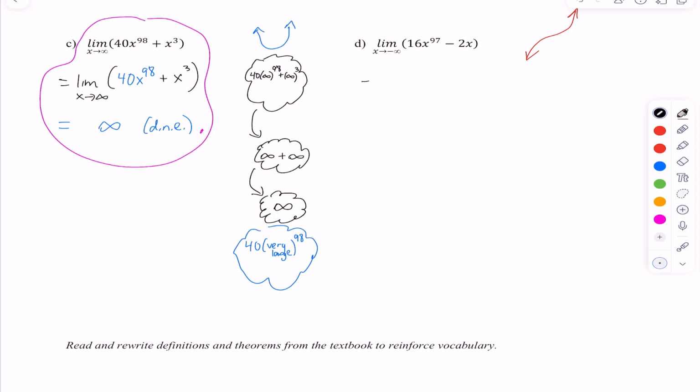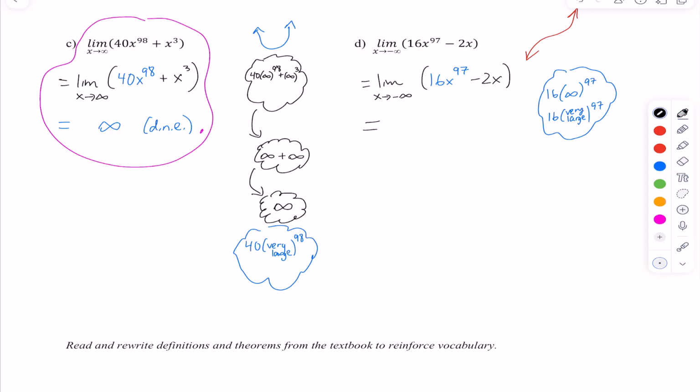We'll do a similar thing here. We'll focus on that first term with the highest exponent. We're just going to focus on x to the 97th. And if you take away 2x, it doesn't mean a whole lot relative to the 97th power. So let's look at the conceptual math here. This is just going to be 16 times very large raised to the 97th power. Well, if you write in the words very large and raise it to the 97th power, you're still going to get a very large number. Then multiply that very large number by 16, you're still going to get a very large number.